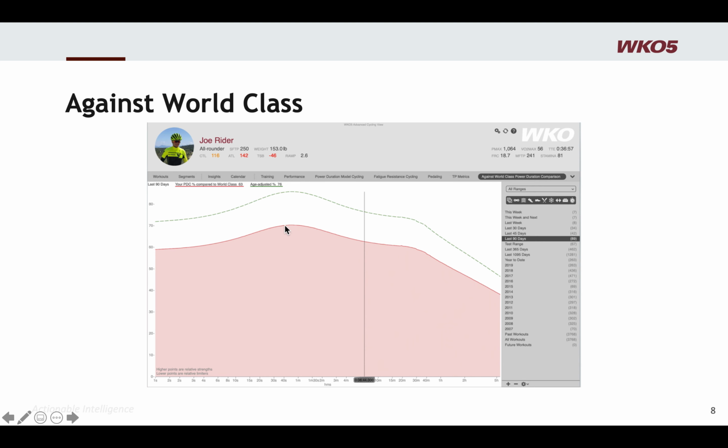I'm making it up. I can't scroll over, obviously, but you get my point. But way out here at 5 hours, they're only 50% of world class, right? So this gives you that in the red. The green dash is an age adjusted against world class.